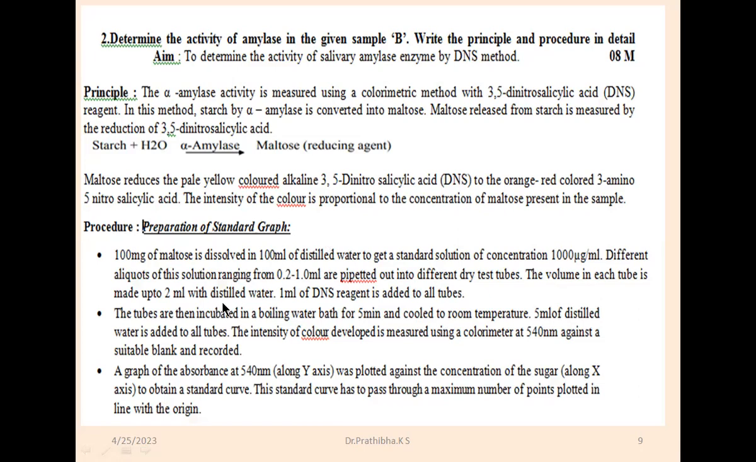Not necessary to worry, you need to take only the chemicals. So you need to keep this in mind. So how much concentration have we prepared here? 1000 microgram per ml. So this is for the salivary amylase activity.